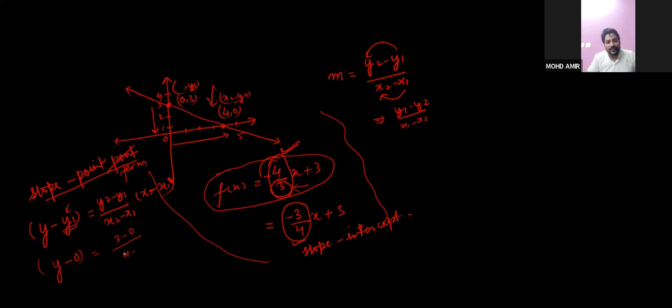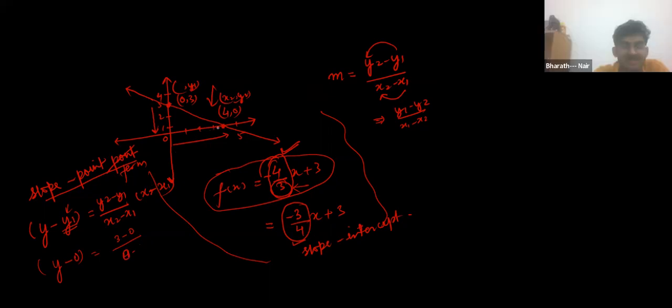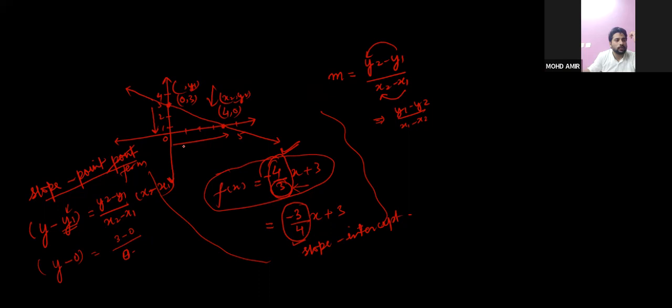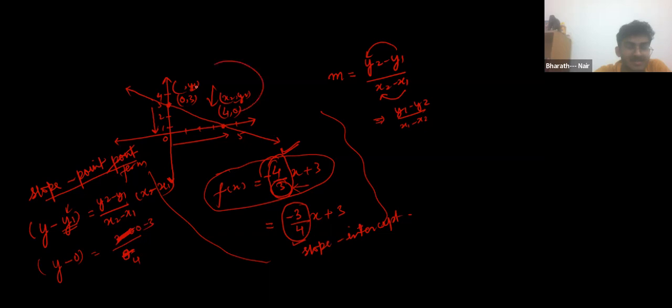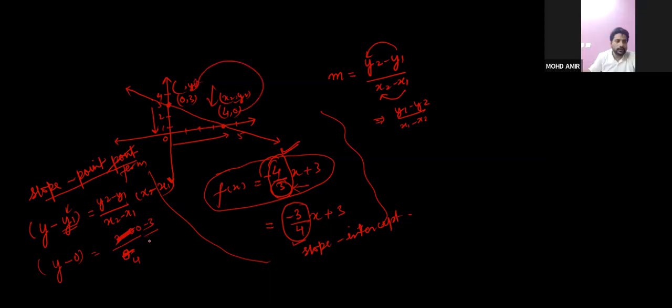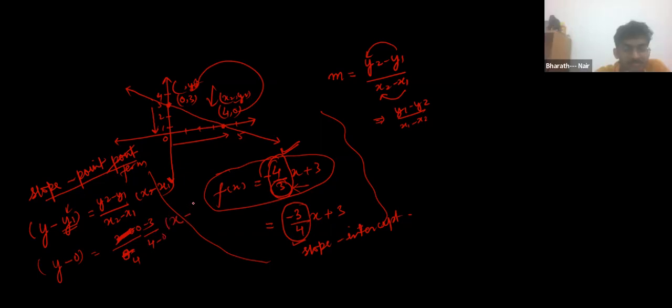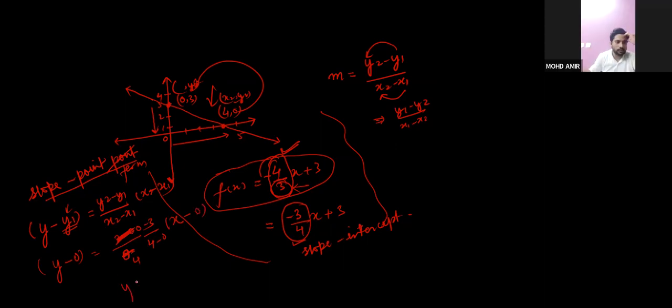So I think there will be 0 here. But it's x2 minus x1, right? Yes, x2 minus x1, 4 minus 0. And here it will be y2 minus y1, 0 minus 3. So 0 minus 3 upon 4 minus 0. Here it will be x minus x1, what is x1? 0. So y is equal to minus 3 by 4.